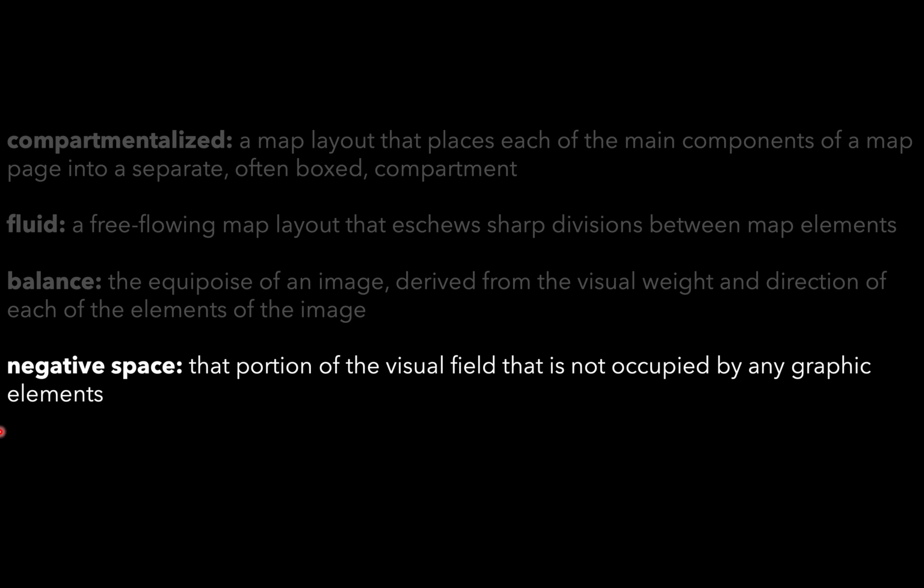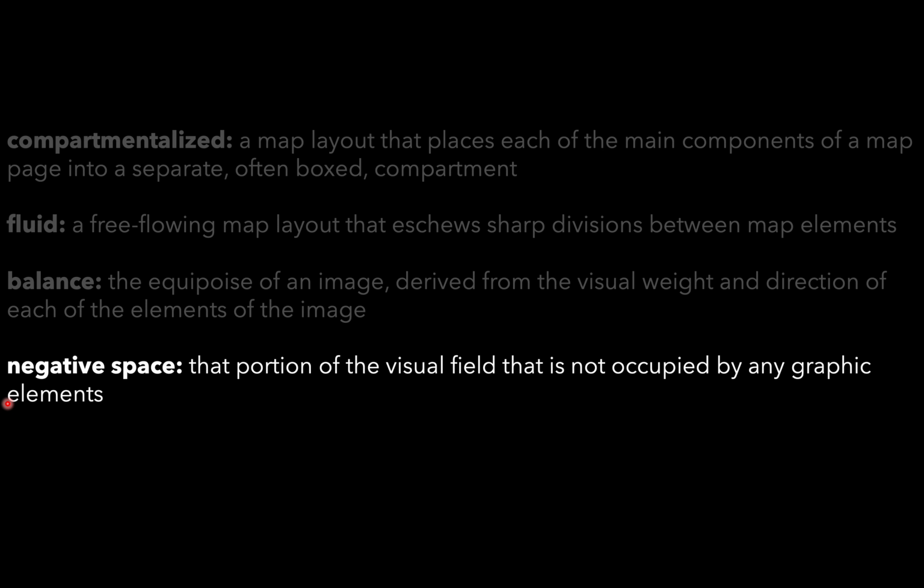And then the last concept, negative space. When you're making any sort of graphic, you have active space that's being used by your different elements, whether that's your geographic elements or your text elements or your legend elements or north arrows or whatever. Those are all active spaces. And then we have negative spaces. That's the portion of the visual field or the portion of the page layout that is not being used by graphical elements. So it's important to balance visual active space and visual negative space.